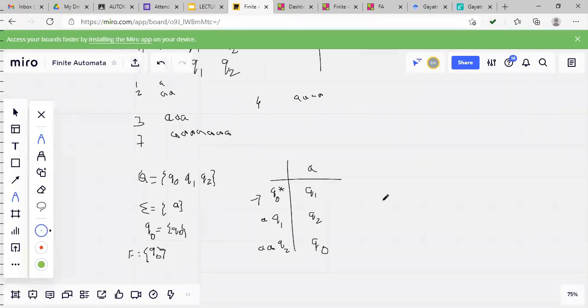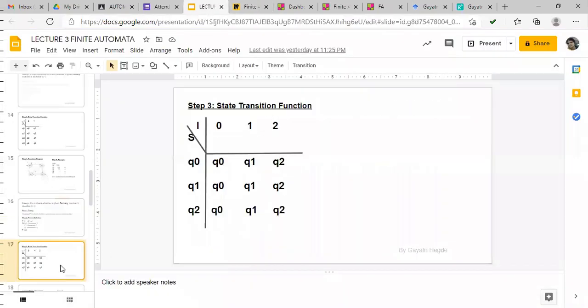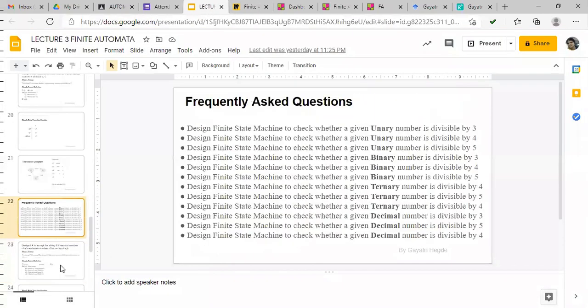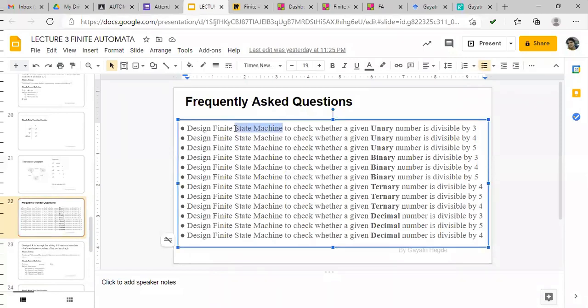I hope this is clear, students. Any doubt in number system problems? We have seen decimal number, we have seen binary number, we have seen ternary number, and we have seen unary number. In your final exam, they may ask you any one of this. I'm sorry, it is not finite state machine, it is finite automata here. I'll just make the changes later on.